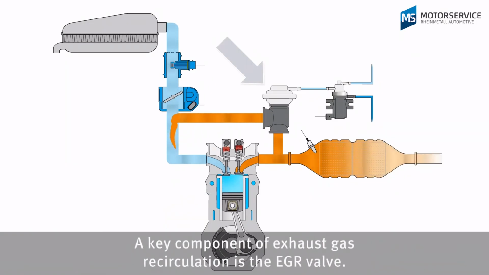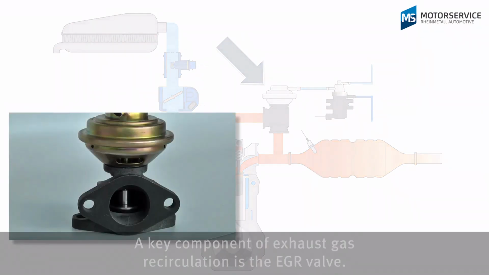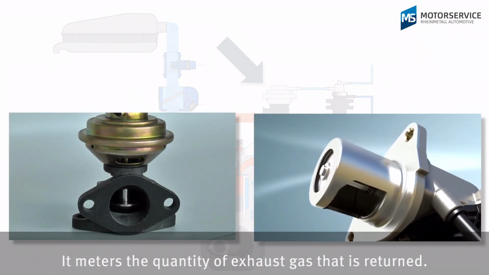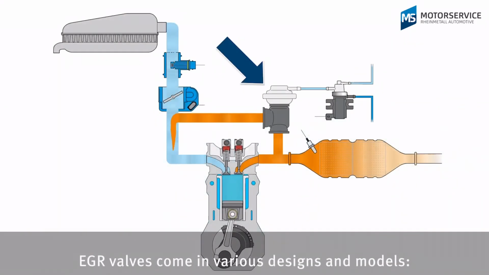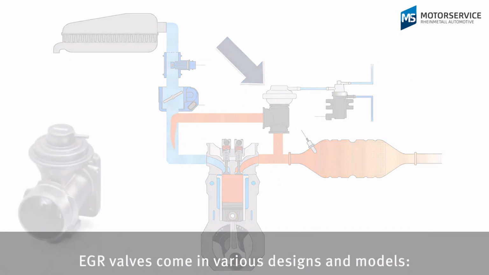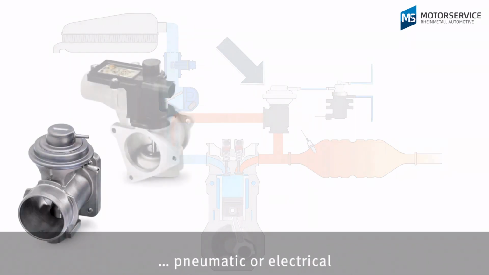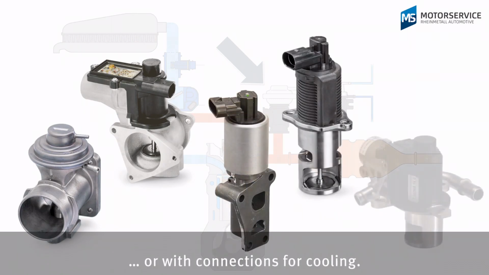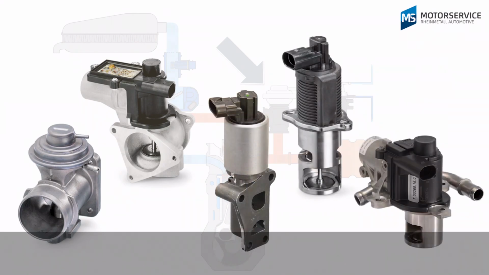A key component of exhaust gas recirculation is the EGR valve. It meters the quantity of exhaust gas that is returned. EGR valves come in various designs and models, pneumatic or electrical, for petrol or diesel applications, or with connections for cooling.